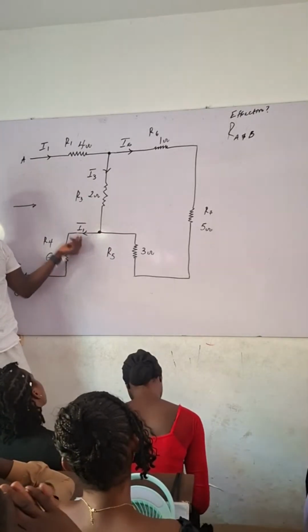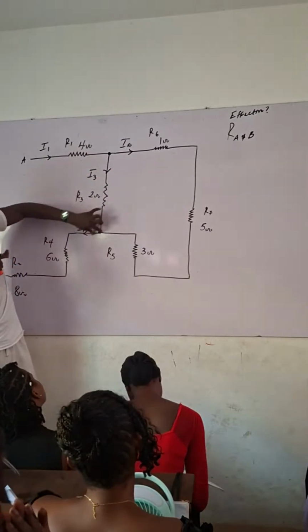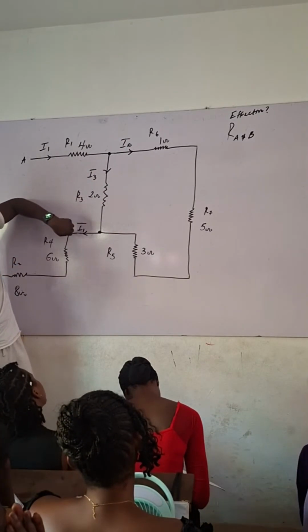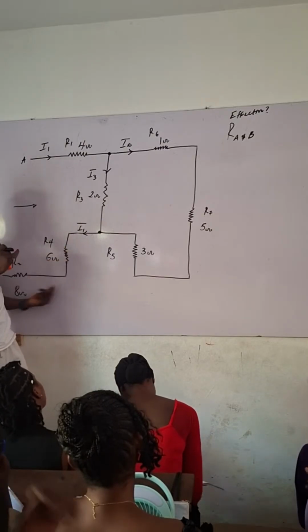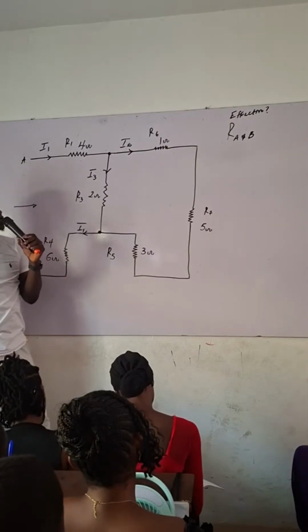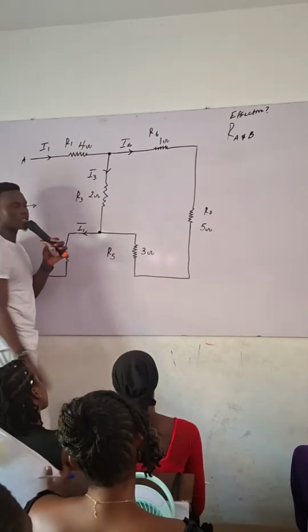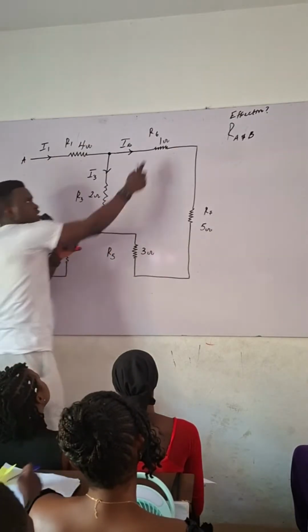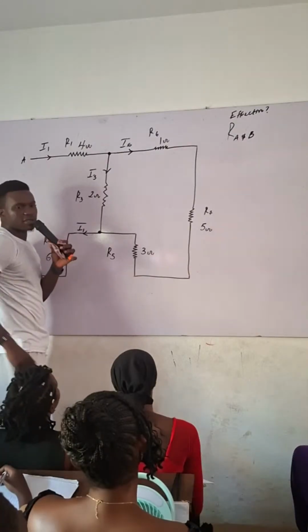If this is 10 ampere and this is 4, this is 6. When they come here, they will eventually give 10 again. Sure you get, because they will join together, then they continue. Which means that if you are to deal with this problem, first solve these three that are in series. These three have the same current passing through them, so you can solve them in series.